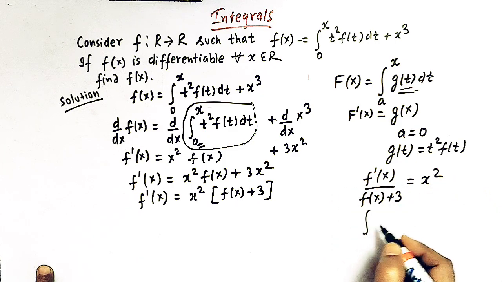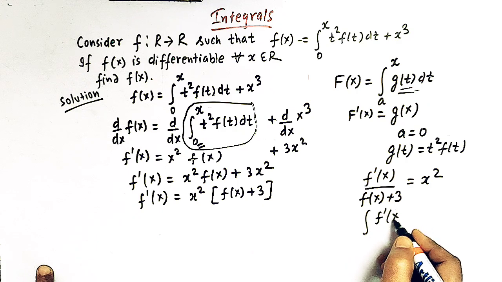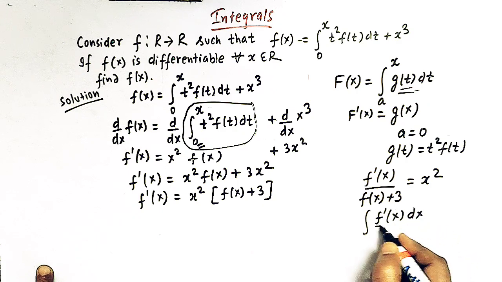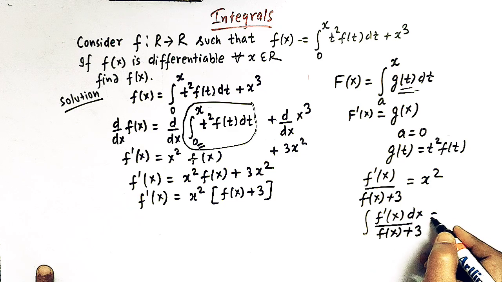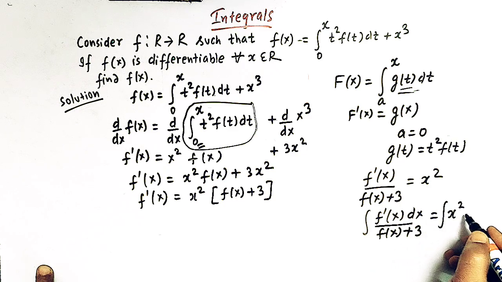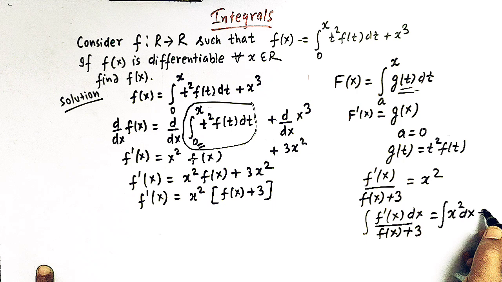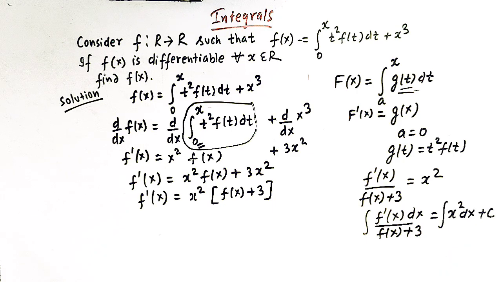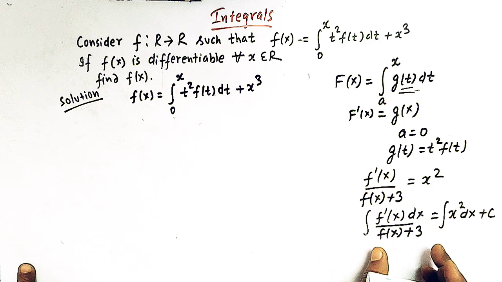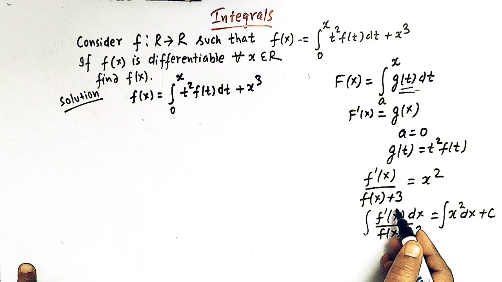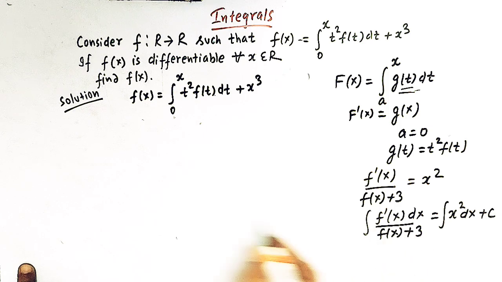So we have the integral of f prime of x dx divided by f of x plus 3 equals the integral of x square dx plus c, where c is the constant of integration. Now, to find the integral of this entire integrand, we can make use of the method of substitution.